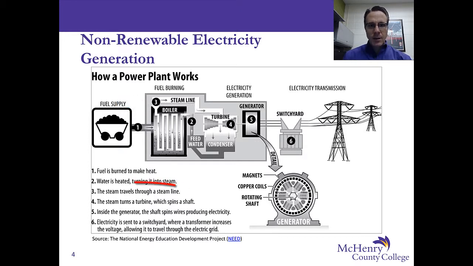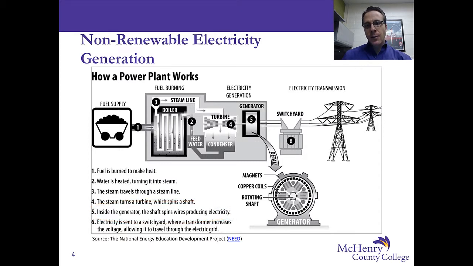Out from the other side, and this is number 3, the steam travels through a steam line. So out of the boiler comes steam, and that steam is then routed to a steam turbine. The steam turbine's job, remember from the previous presentation, is to spin. That's the only thing it does. So steam comes in on one side, it's high pressure, and it then induces spin in the turbine. Notice also number 4, the steam turns a turbine which spins a shaft. The shaft, remember, is connected to number 5, the generator. And number 5 says, inside the generator, the shaft spins wires producing electricity.